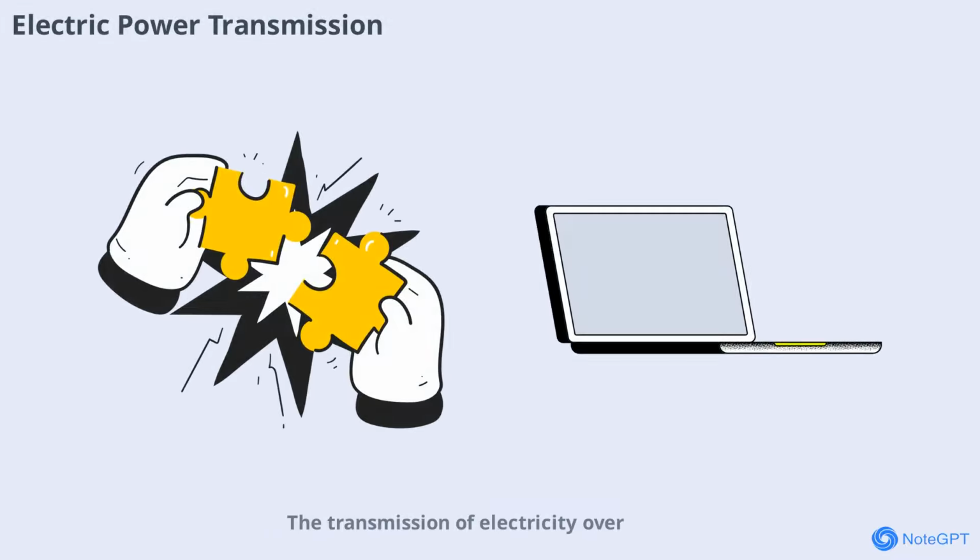The transmission of electricity over long distances relies on electromagnetic induction. High-voltage lines carry power from generators to transformers, which step the voltage up or down as needed.